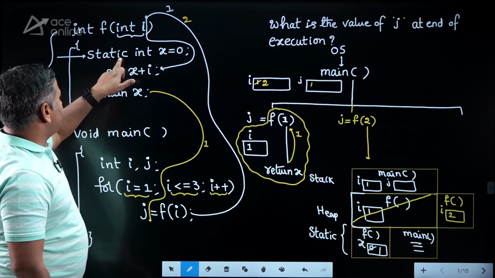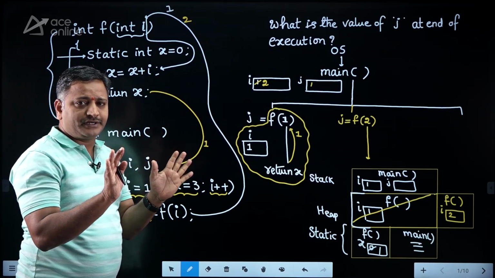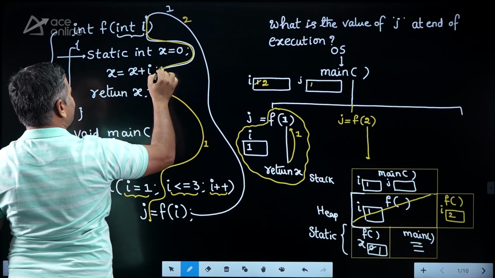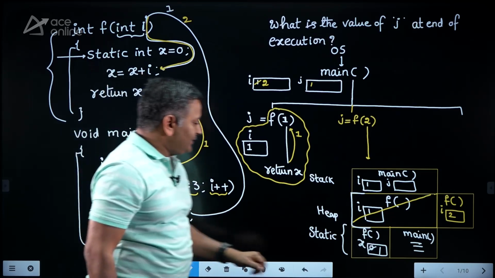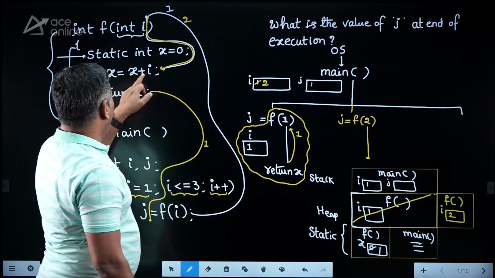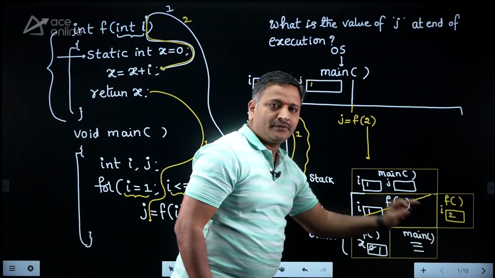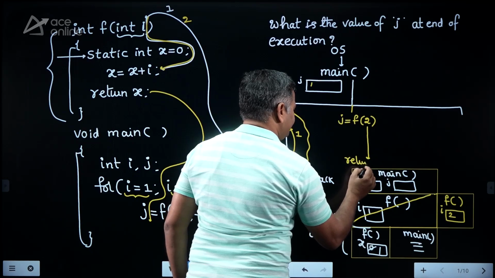But is this static variable recreated and reinitialized? No, a static variable is never recreated and never reinitialized, friends. Okay. Therefore, the second time also it will skip this line and go to x equal to x plus i. x means the previous static variable value. What is the previous static variable value? 1. Therefore, x is equal to 1. The i value we just passed is 2. So 1 plus 2 equals 3. Therefore, this function will return the x value as 3.